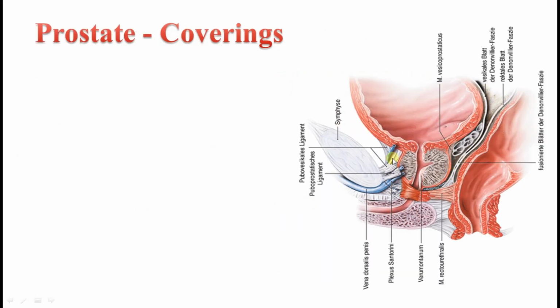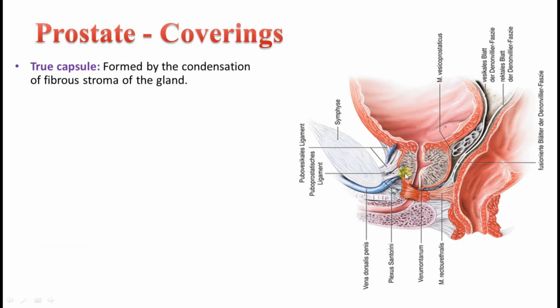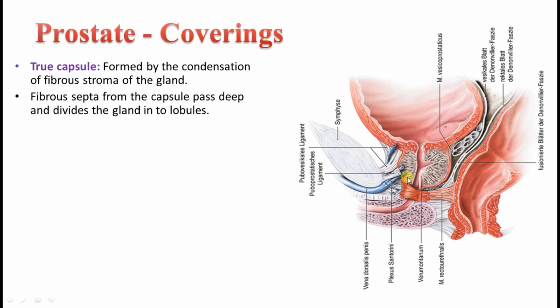Next, a very important aspect of the prostate gland is the coverings. It has a true capsule and a false capsule. The true capsule is a fibrous condensation, nothing but the condensation of the fibrous stroma. The fibrous stroma thickly invests the gland, and from the deeper surface it sends numerous fibrous septa, thereby dividing the gland into many lobules.